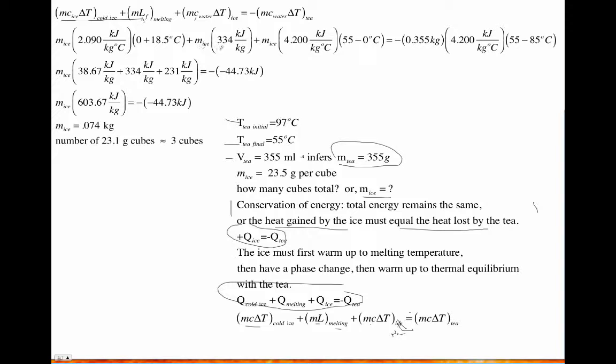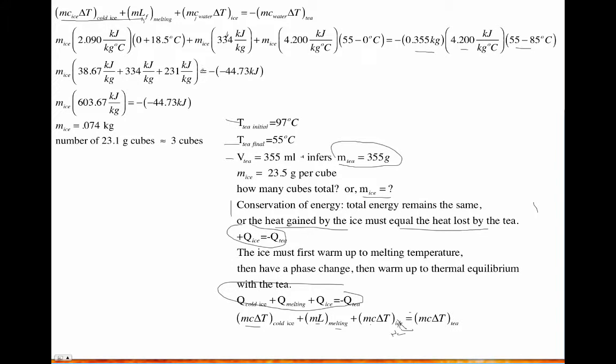The mass of the ice times the specific heat, the latent fusion of ice, water, and then the mass of the ice times the specific heat of water now. The difference in the temperature, I'm going from 0 degrees ice to 55 degrees, where I want my thermal equilibrium, my teacup at, the mass of the tea, the specific heat of water, and the difference in the tea. Again, my final temperature minus my initial.